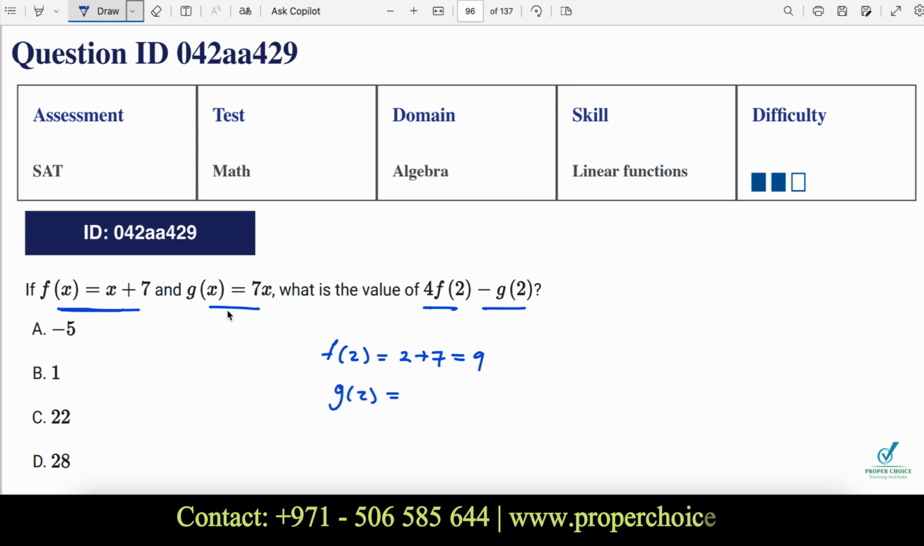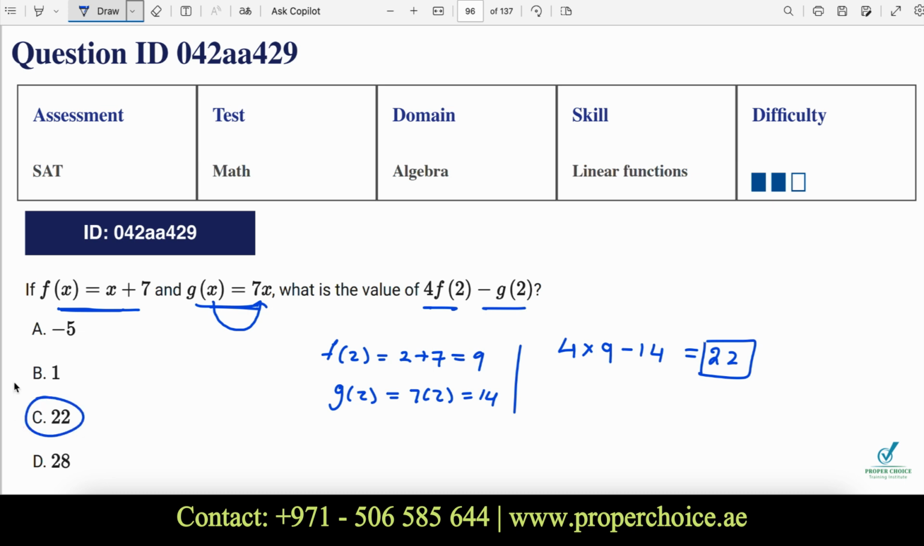To solve for the g function, I'll be using this. So the g function says whatever the input is, multiply it by 7. So that is gonna be 7 times 2, which is gonna be 14. Now 4 times f of 2. 4 times f of 2 value, which is 9, minus g of 2 value, which is 14. 4 times 9 gives you 36. 36 minus 14 is equal to 22. So that is the answer to this part, which is option C.